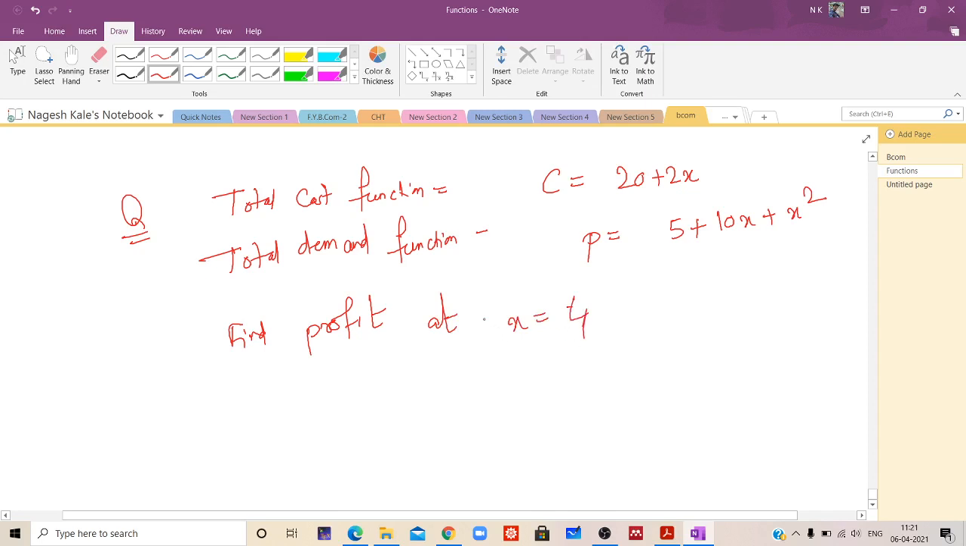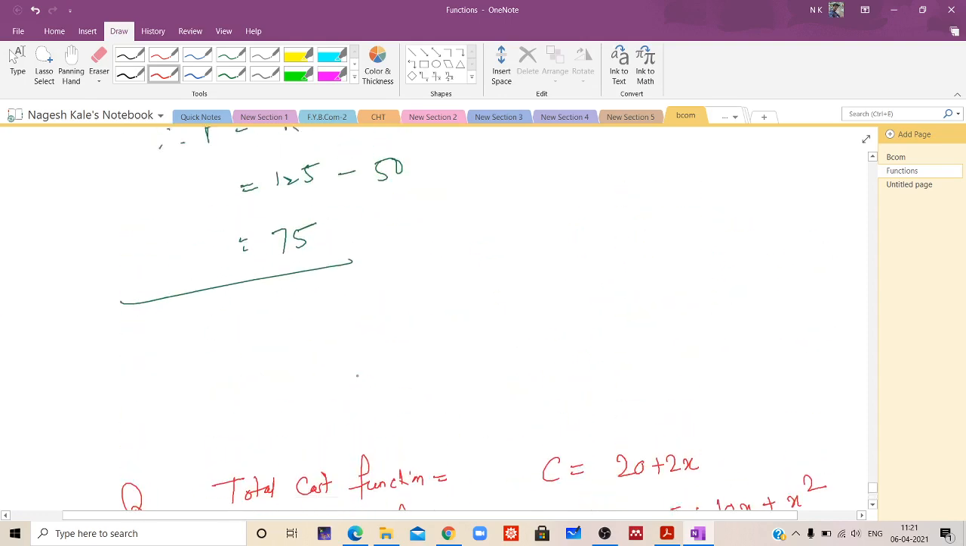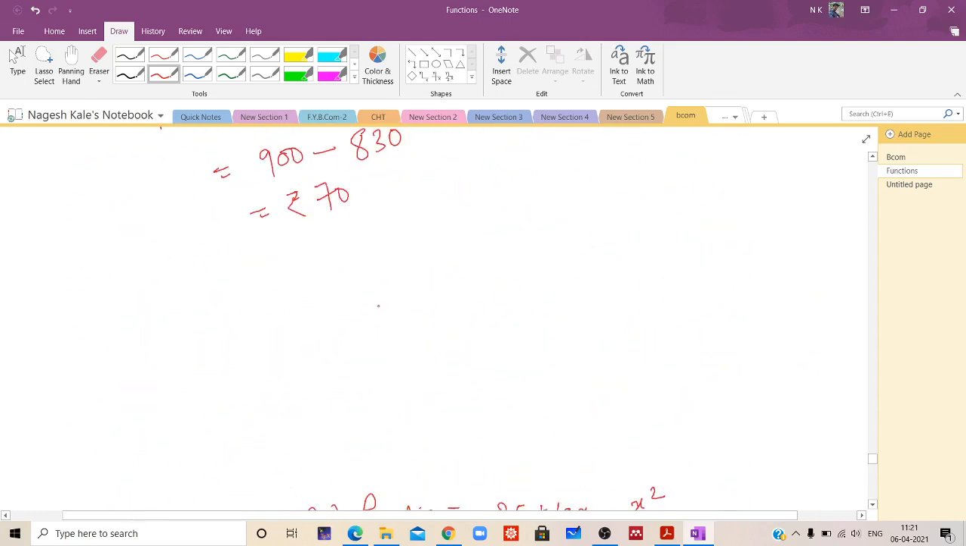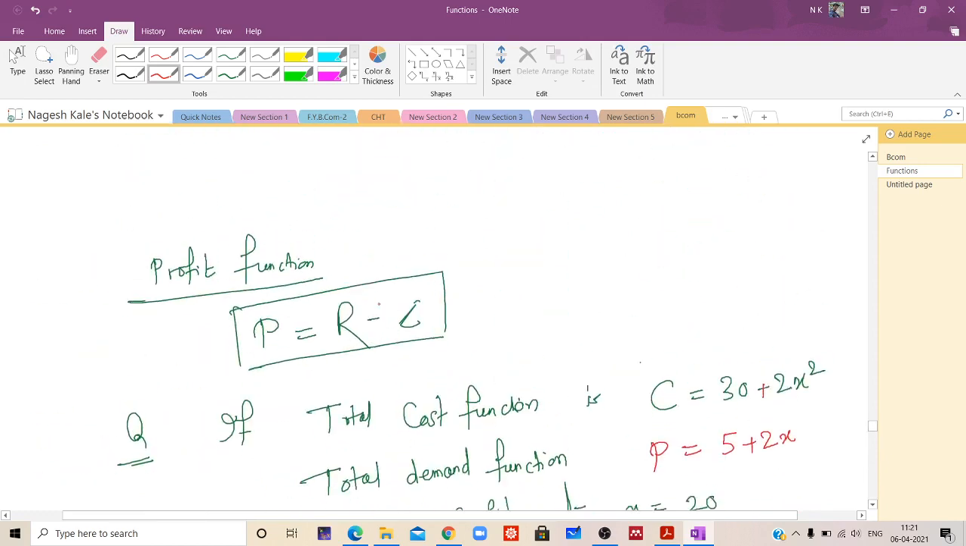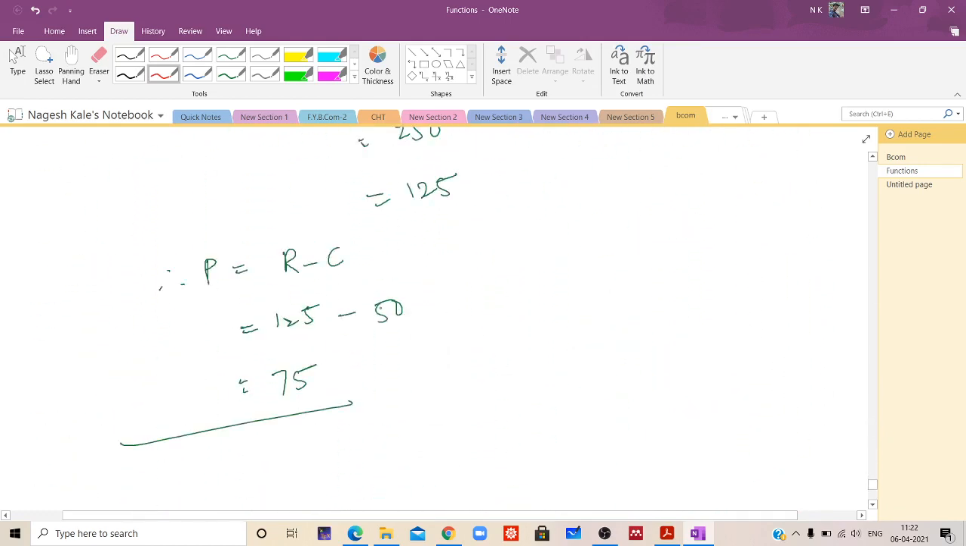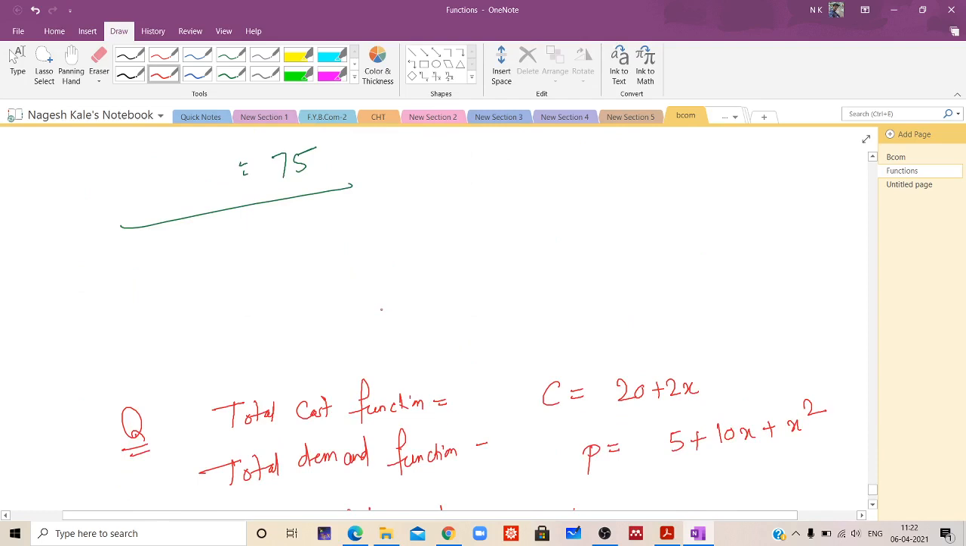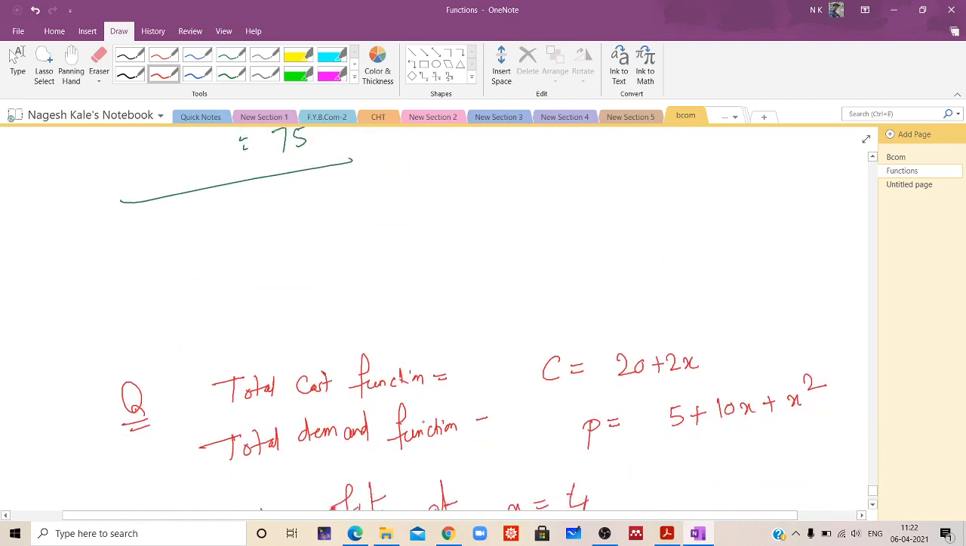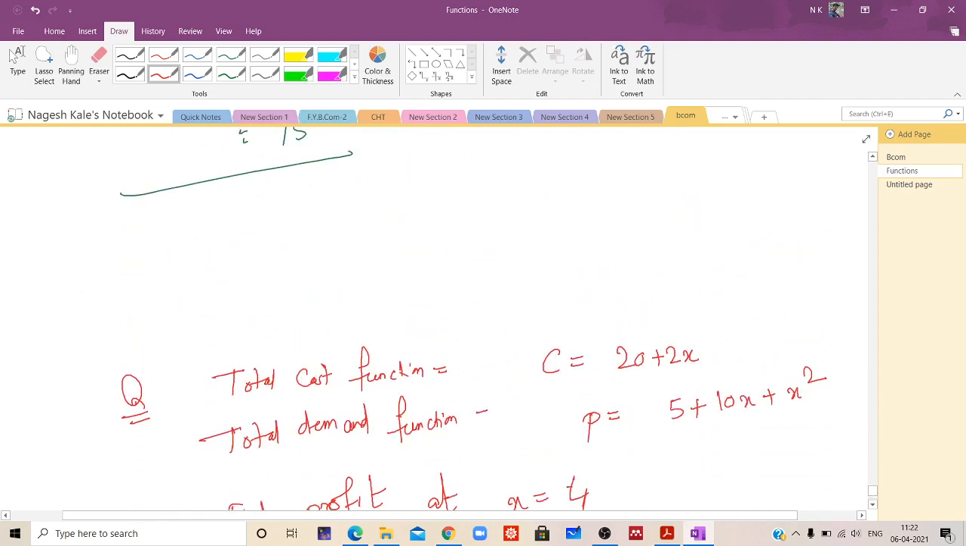So this is your total cost function, this is your total demand function, P equal to this. Find profit at x equal to 4. X is demand. Okay, so we have to put the value of D equal to x. You can see these previous examples and on the same line you can solve that example also. So those two questions will be homework for you. Okay, with this I stop here. I hope that you will solve the homework at your earliest.